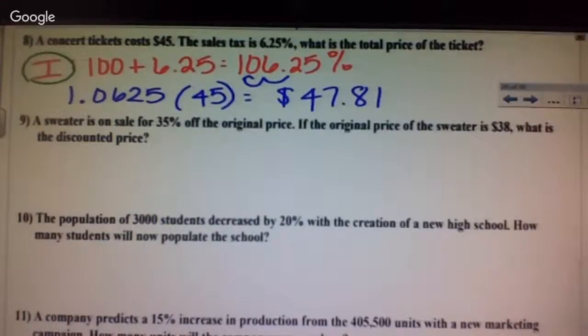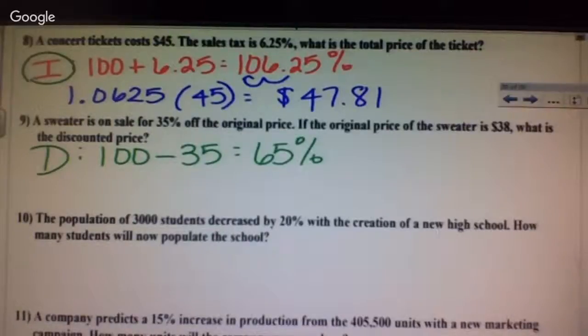Okay, a sweater is on sale for 35% off the original price. If the original price of the sweater is $38, what is the discounted price? So, should I be increasing or decreasing? Decreasing. It's on sale. So, we take 100 minus 35. 65.